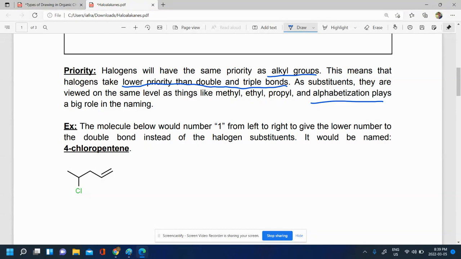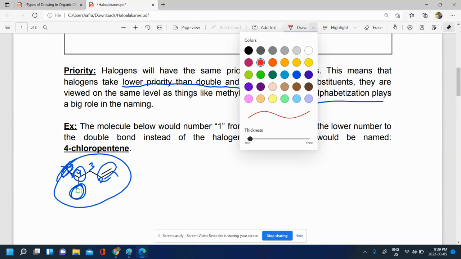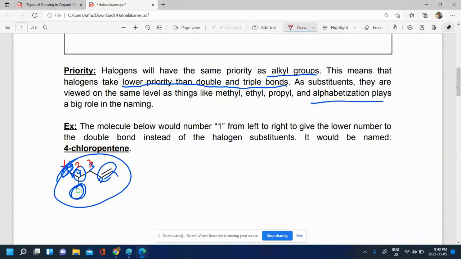But in this situation here, for example, if we're numbering our carbon, we're not going to start from this side. Just because we have a halogen, the double bond still takes the priority. So we'd start by counting here, 1, 2, 3, 4, 5. And then the chlorine would be at carbon number 4. You wouldn't go the other way around, 1, 2, 3, 4, 5, because then you didn't give priority to the double bond. And again, these are the same priority as regular alkyl halides.